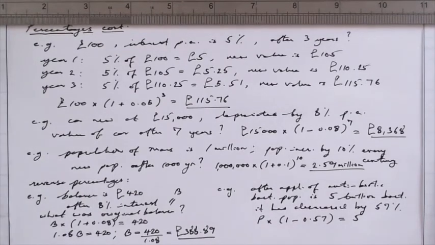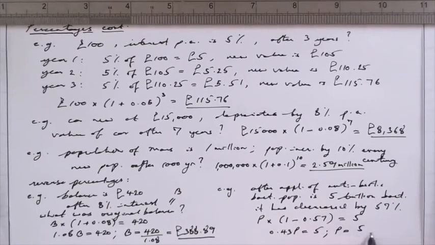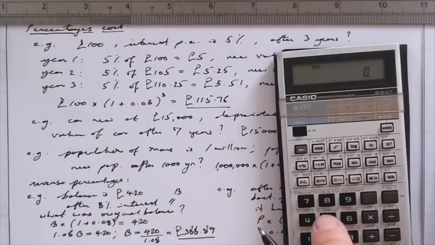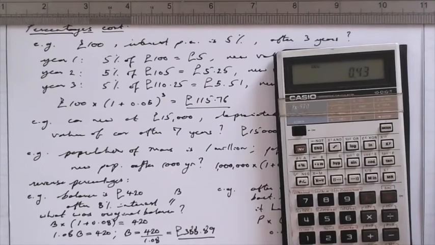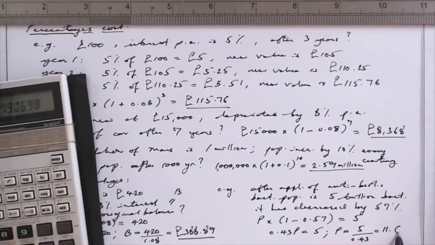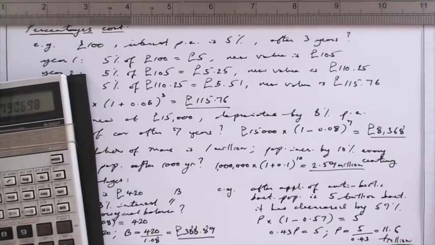And again, what I've got here is an algebra problem to solve. So 1 take away 0.57 is 0.43. That times P is 5 trillion. And so P will be that 5 trillion divided by 0.43. If I work that out, 5 divided by 0.43 is 11.6. So the original population would have been 11.6 trillion. I'm just reintroducing the unit there of a trillion.